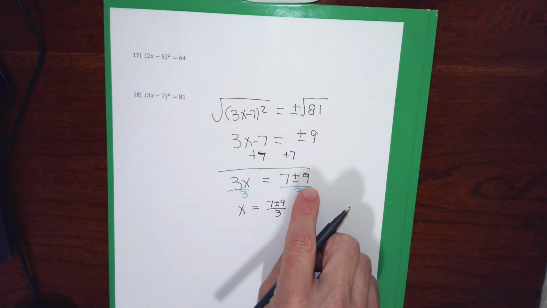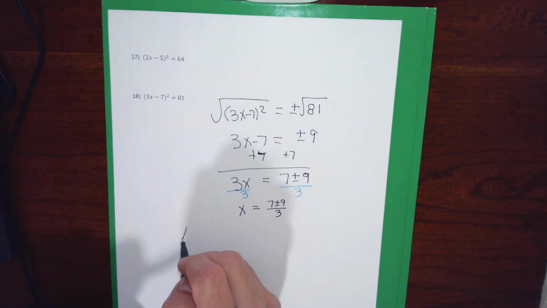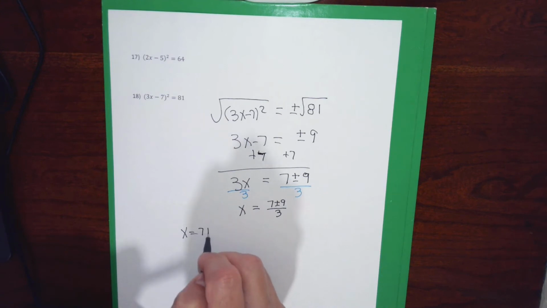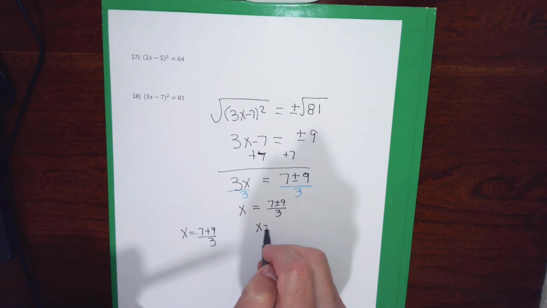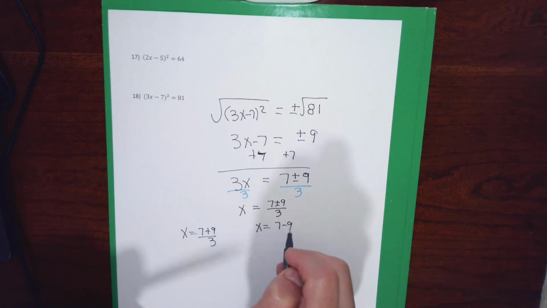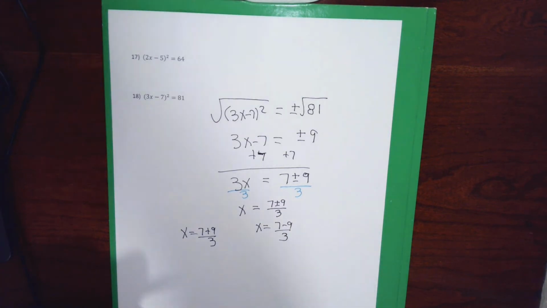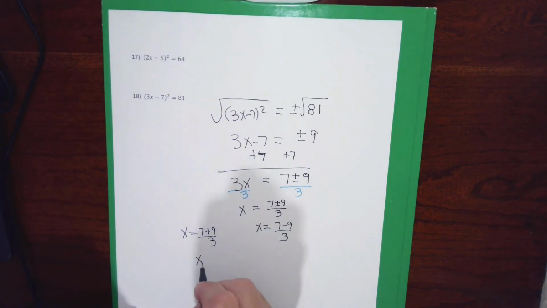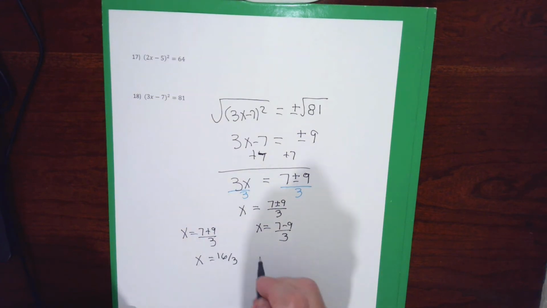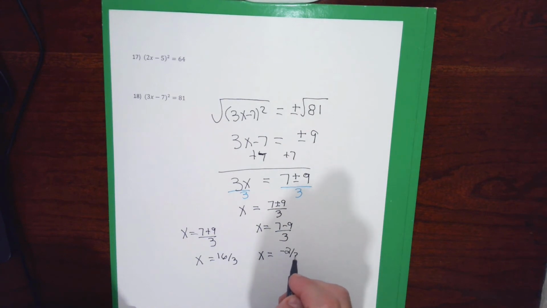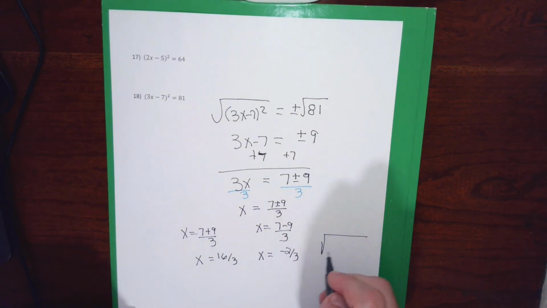Because that 9 doesn't have a square root, because that 9 doesn't have an i, my best answer should be two individual numbers that I get by separating the plus and minuses and creating two equations. The 7 plus 9 over 3 gives an answer of 16 over 3, and the 7 minus 9 over 3 gives an answer of minus 2 over 3.